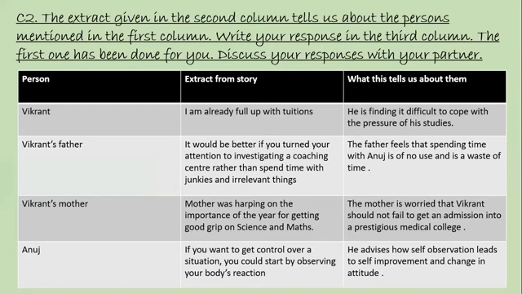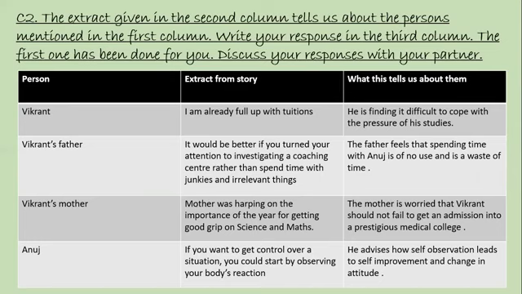So in a similar manner, the next one is Vikrant's father. An extract from the story is: it would be better if you turned your attention to investigating a coaching center rather than spend time with junkies and irrelevant things. Okay, so this is an extract from the story of what Vikrant's father had said. But what exactly this tells about them, he meant. So the answer is: the father feels that spending time with Anuj is of no use and is a waste of time. Okay.